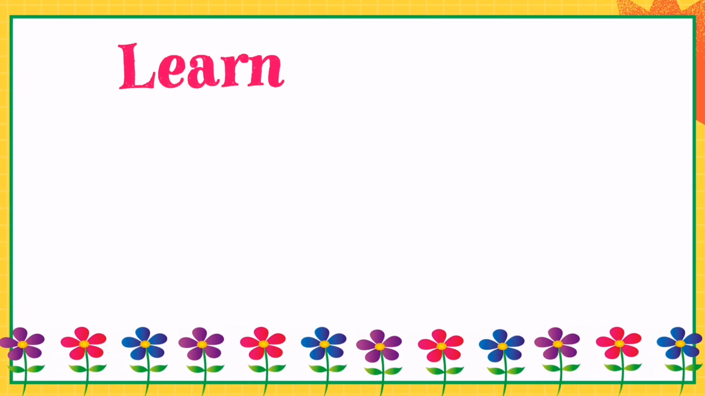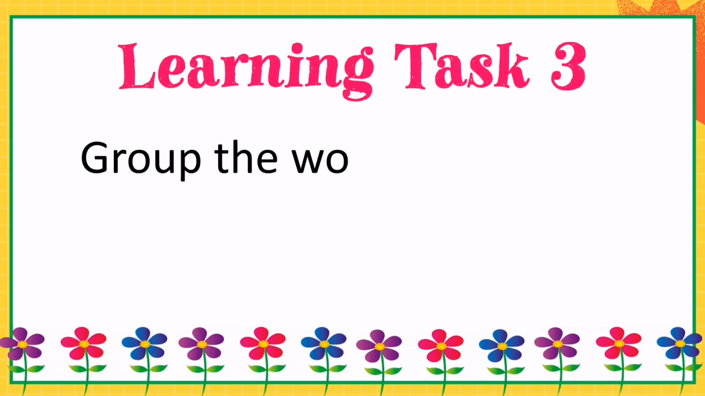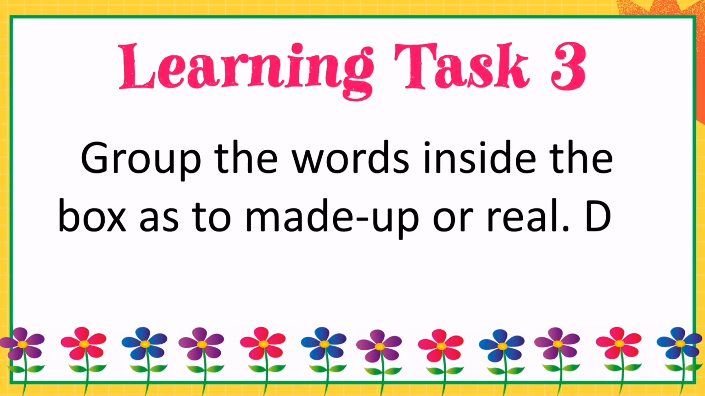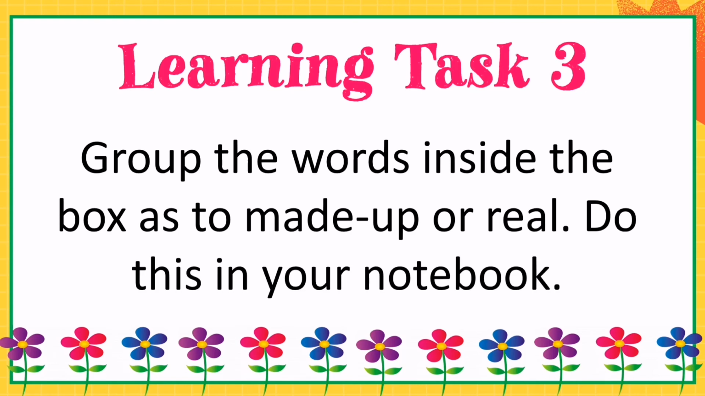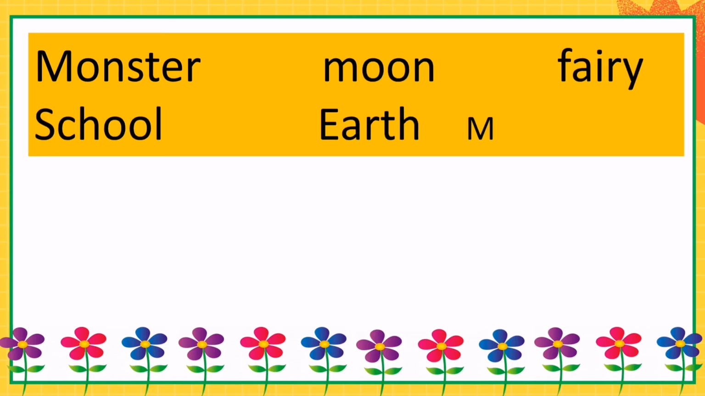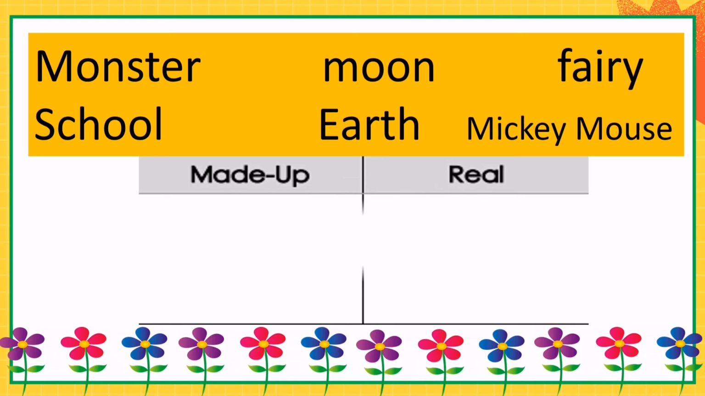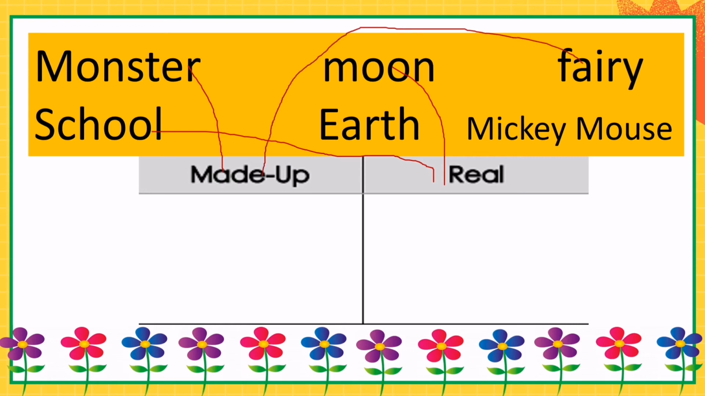Okay, let's proceed. Learning task number 3. Group the words inside the box as to made up or real. Do this in your notebook. We have here monster, moon, fairy, school, earth. So monster will be in made up. School will be in real because school is real. Okay, isn't it? You're going in school. If it is face-to-face, maybe now we are at school. Moon, it is real. Fairy, as what I have mentioned a while ago, it is only made up. Earth, the planet where we live in. Okay, definitely it is real.